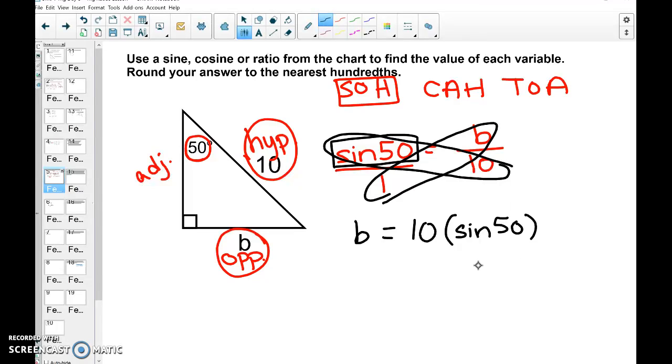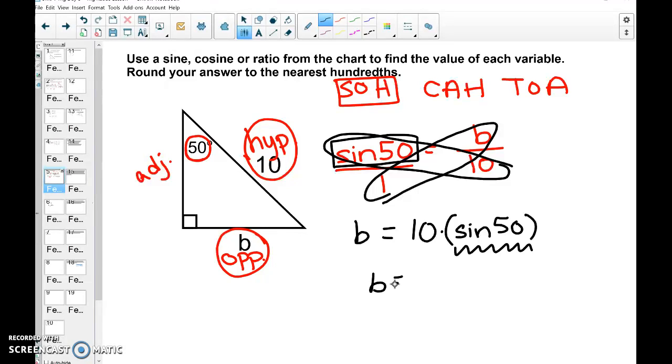On your calculator, if you're using one of mine, you're going to need to type in this part first, and it's kind of backwards. So you type in 50, then hit the sine button. You should get some decimal, about 0.766, and then a bunch of other numbers. Then you can multiply it by the number in front.